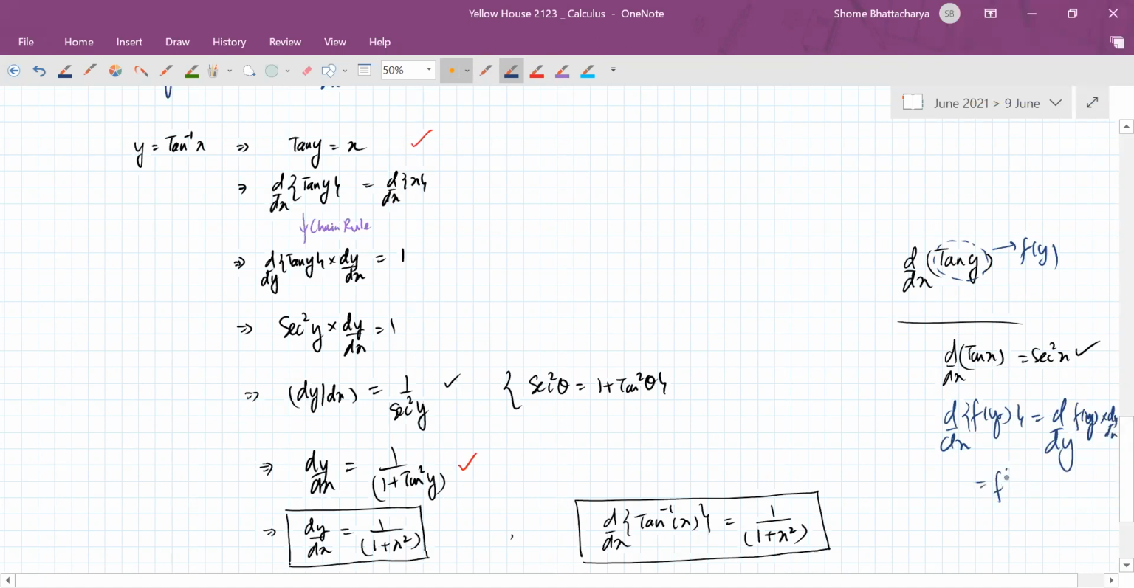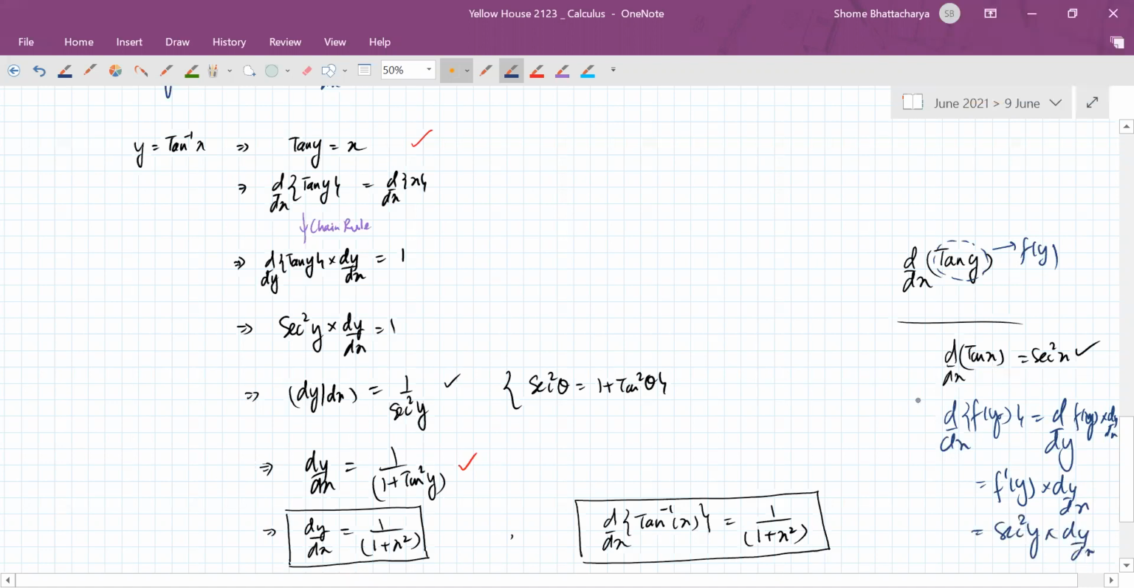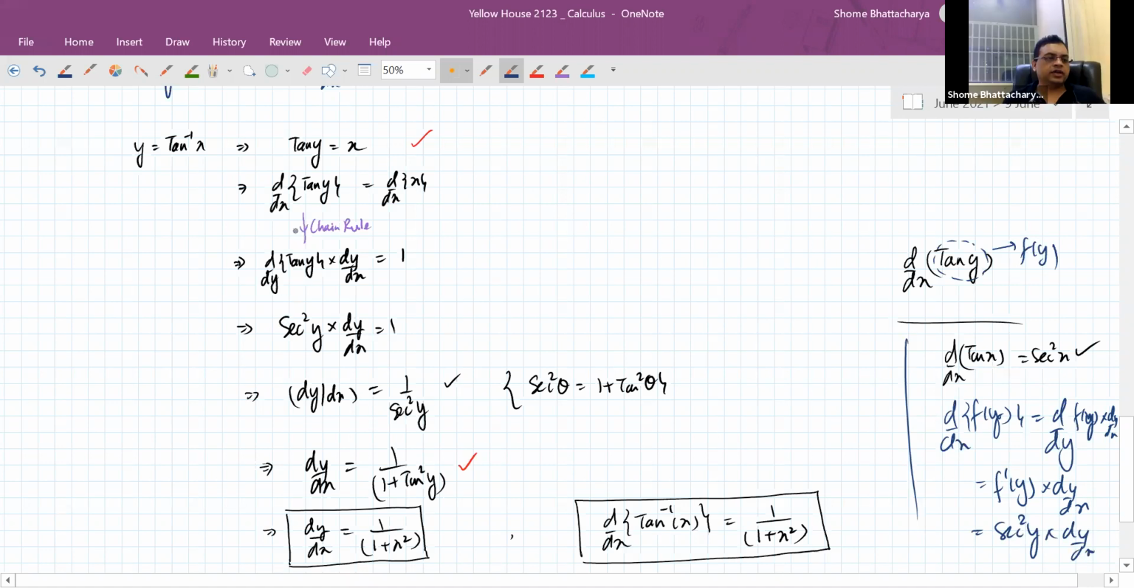Understood. So next step, this becomes f prime of y into dy by dx. Now that f prime is f prime of which function? Tan function. So it's here becoming sec square y into dy by dx. So that is how we are making use of the chain rule to get past this issue that we had: this bracket has a function of y, but we are differentiating with respect to x. So how do we deal with that? Chain rule. Okay, sir.